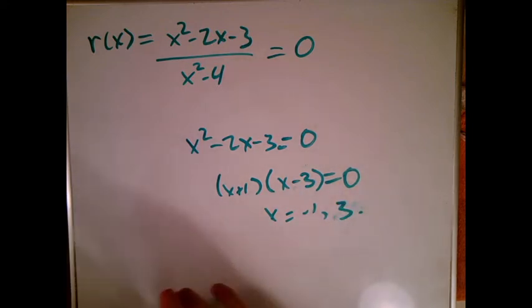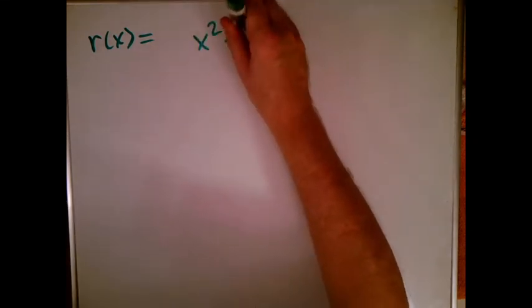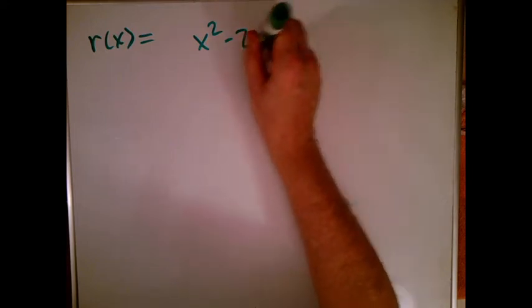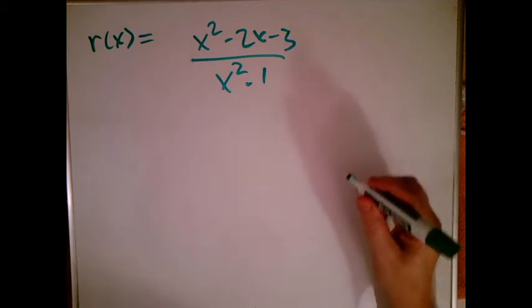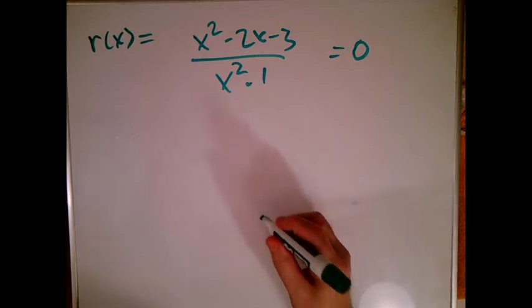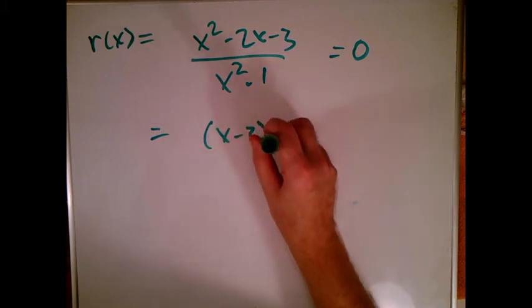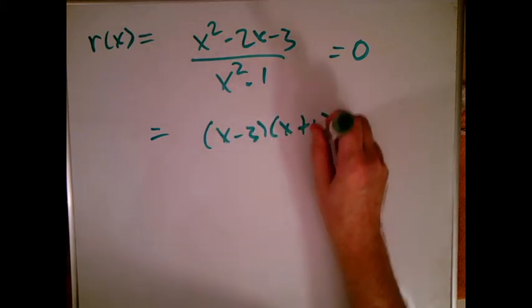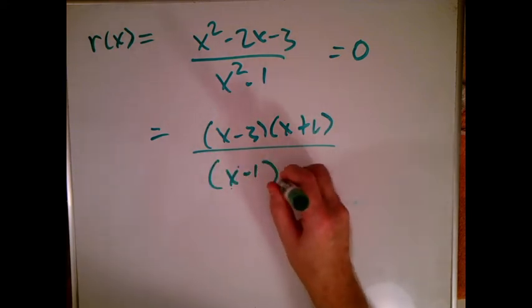Now there's one thing we have to be careful for that can happen. Let me write down a slightly different one to show you the kind of quirky thing that can happen. So I'm going to write down x squared minus 2x minus 3 over x squared minus 1. Now normally I would just set the top equal to 0. But I'm trying to show you the quirky thing that can happen. Now, if I factor the top, I get x minus 3 and x plus 1. If I factor the bottom, I get x minus 1 and x plus 1.